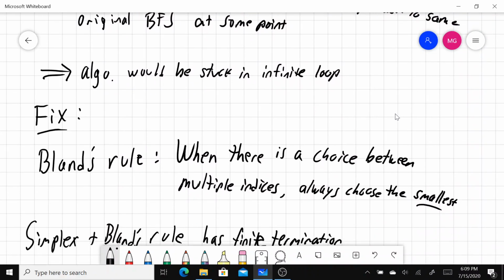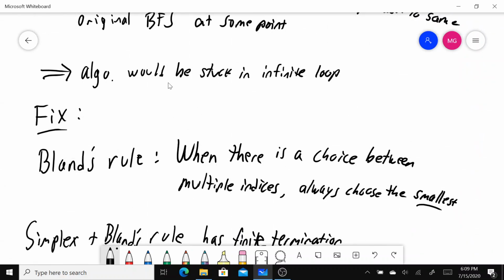But currently we don't know how to fix that. But here's the fix. Here's what you do. You adopt a convention, which is called Bland's rule. And the convention is when there's a choice between multiple indices, you always choose the smallest index.